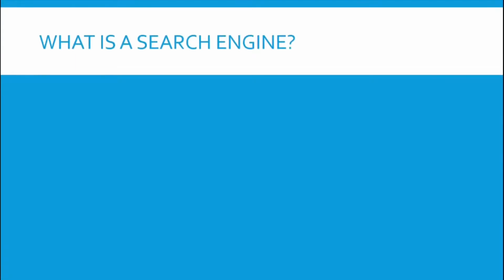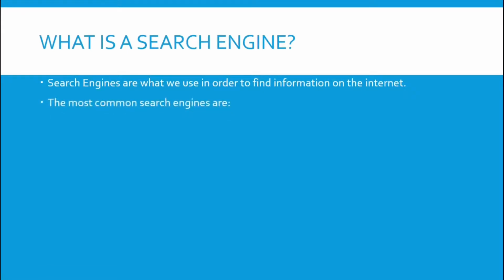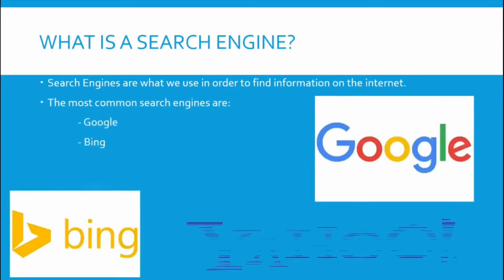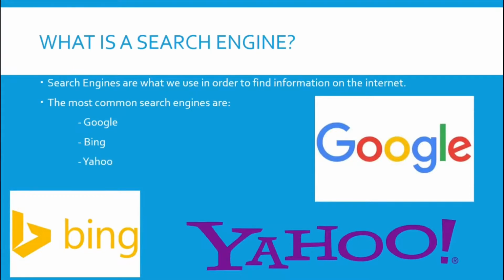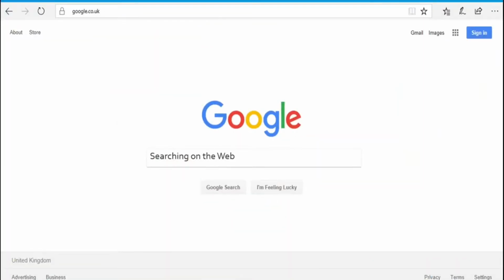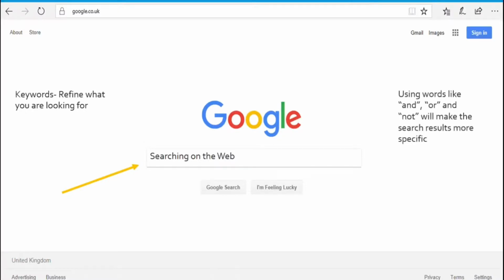But what is a search engine? Search engines are what we use in order to find information on the internet. The most common search engines are Google, Bing and Yahoo, but there's a wide range of search engines out there. Here is an example of a commonly used search engine. In the search bar, you type in what you want to search. When deciding what to type in, you choose keywords that relate to the topic you are researching. It also helps to refine your search terms by using words such as and, or, and not to get more specific results relating to your search terms.